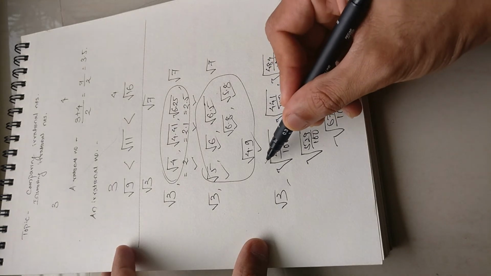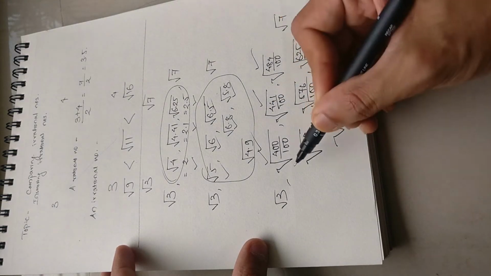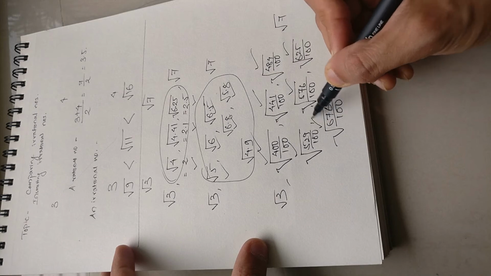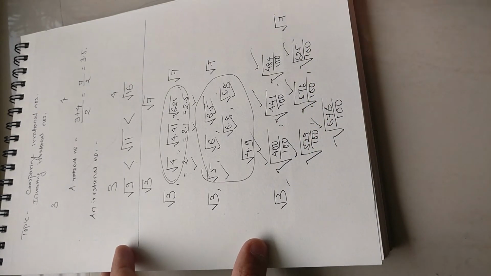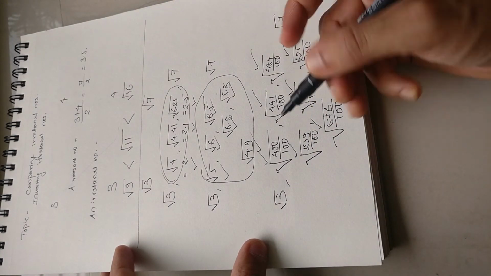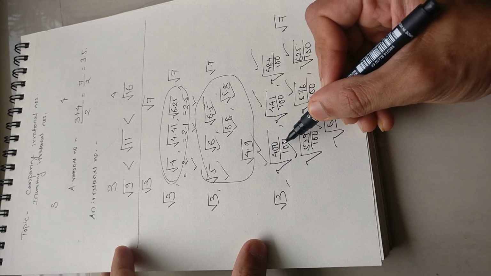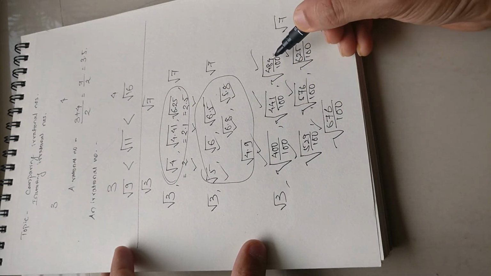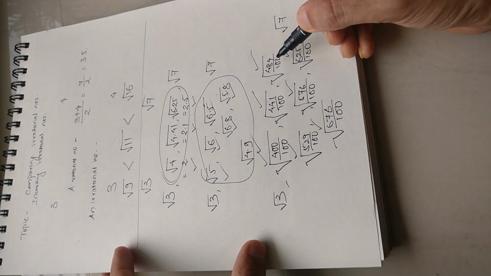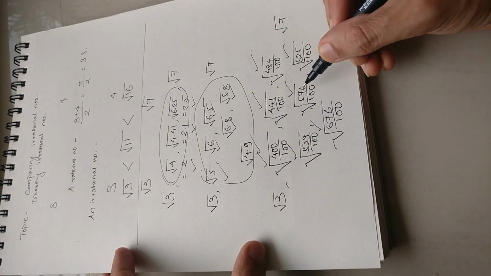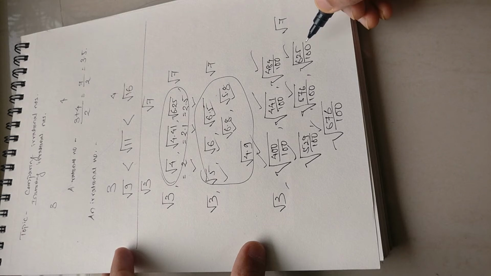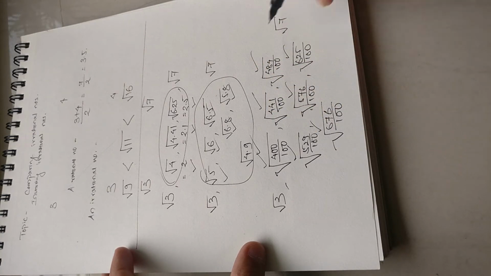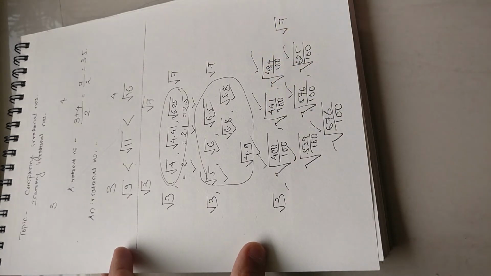So how many rational numbers did we find? 1, 2, 3, 4, 5, 6 and 7 rational numbers between root 3 and root 7. Now which are these rational numbers? This is root 4, which is 2. This is root of 4.41, which is 2.1, 2.2, 2.3, 2.4, 2.5 and 2.6. These are the 7 rational numbers between root 3 and root 7.